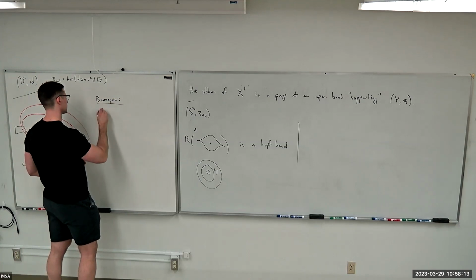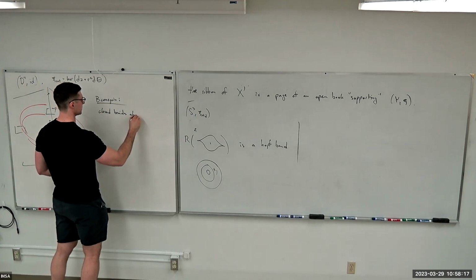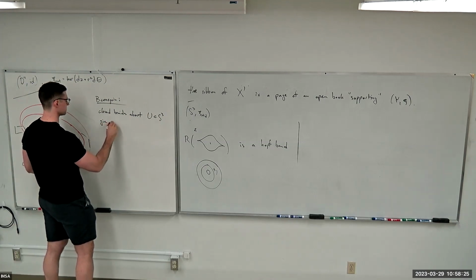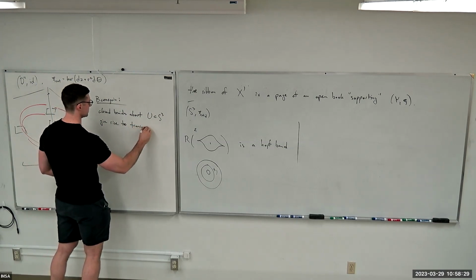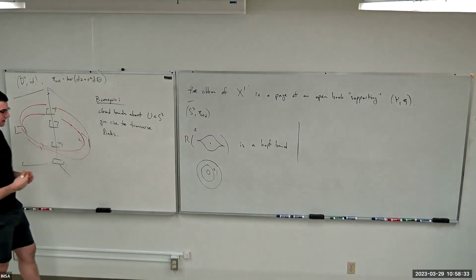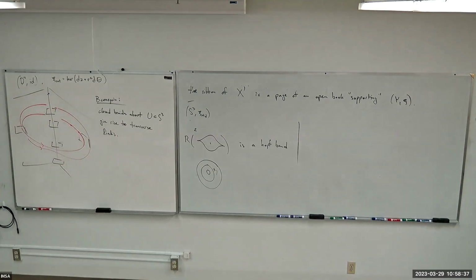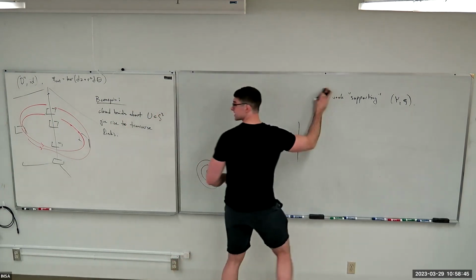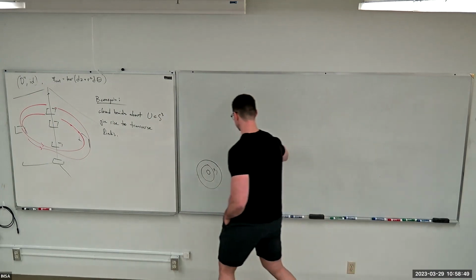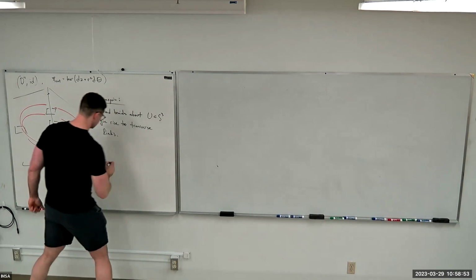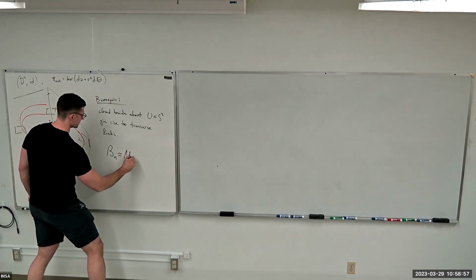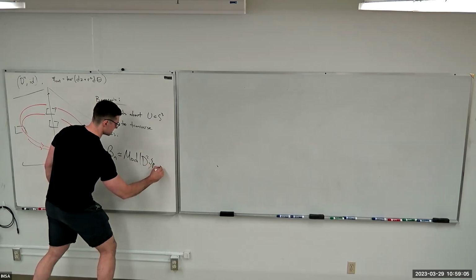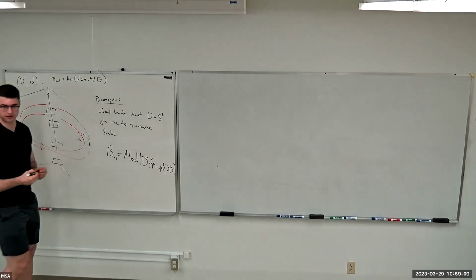In other words, closed braids about the unknot give rise to transverse links, transverse meaning positively transverse to the contact planes. Closed braids about the unknot are just conjugacy classes in some Artin braid group, which we're going to think of as the mapping class group of the disk with a bunch of punctures.